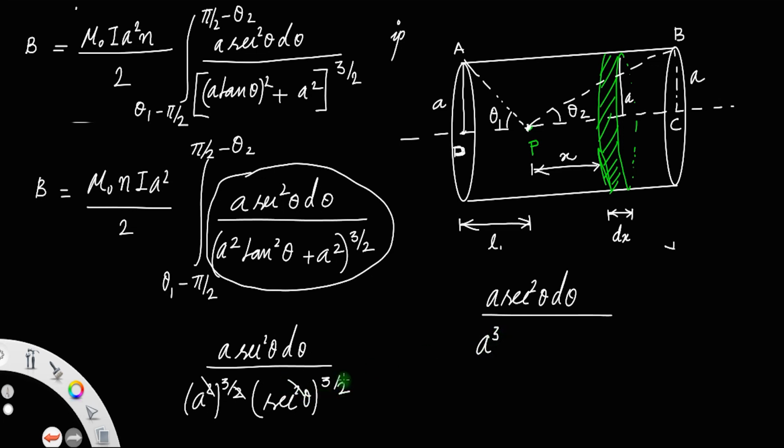This sec square and this 2 will get cancelled, so it will be sec cube theta. You can cancel this a and here it will be a square. When you cancel this sec square theta and sec cube theta, only a sec theta remains. So the final answer will be 1 by a square.